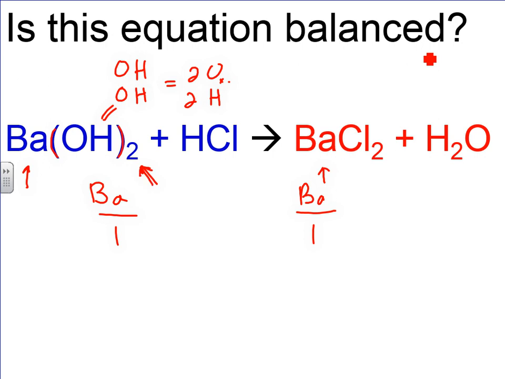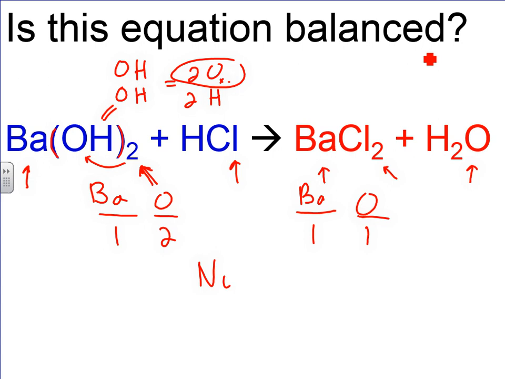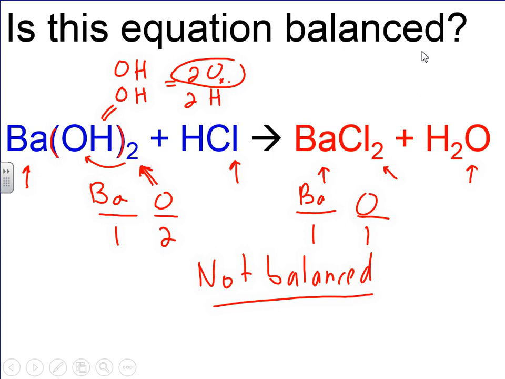Alright, now if we count how many oxygens we have, then if I do oxygen on both sides, I'll see that I have 2 oxygens, because that 2 applies to the oxygen as well. I have 2 oxygens on the left, but if you take a look on the right, I have only 1 oxygen, which means this equation is not balanced. It's actually not balanced for the chlorines either. If you take a look, the chlorines, you have 1 on the left and 2 on the right. So this equation is not balanced, which means it's breaking the law of mass conservation, which means we have to balance it to make sure it does not break the law of mass conservation.